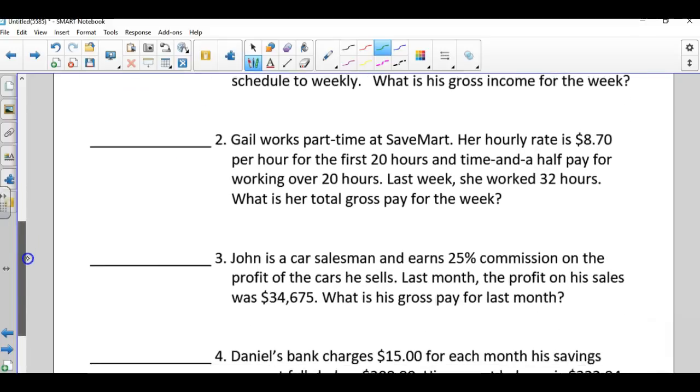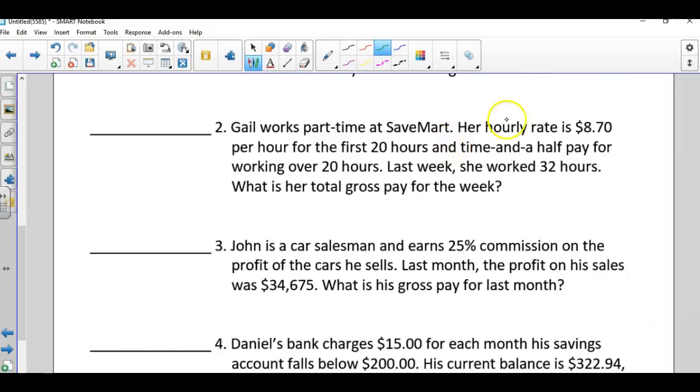Gail works part-time at the Save Mart. Her hourly rate is $8.70 per hour for the first 20 hours. So let's make an equation out of that, times 20. And then time and a half. Remember, time and a half, guys, is 1.5. So time and a half pay is for working over 20 hours. Last week she worked 32 hours. She makes $8.70 an hour, so she's going to get time and a half of this, 1.5 of this.